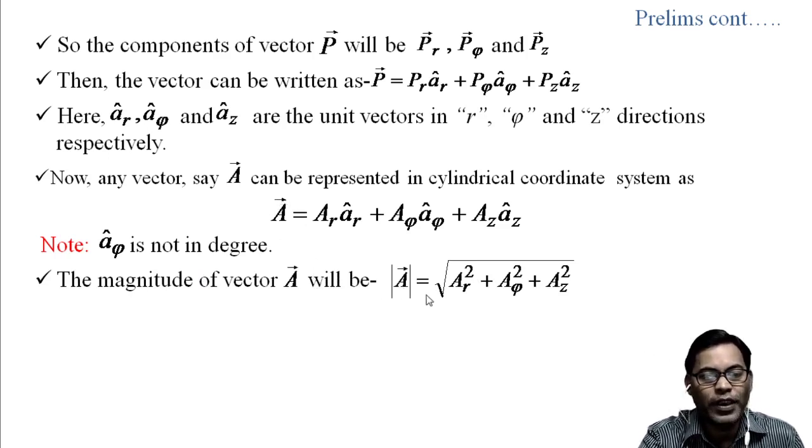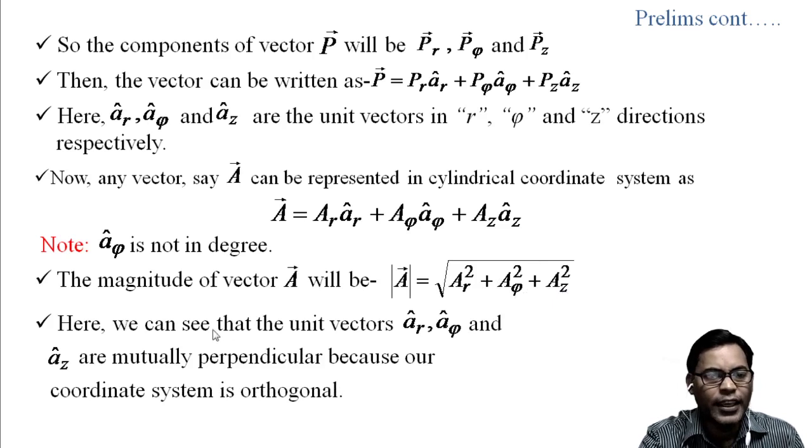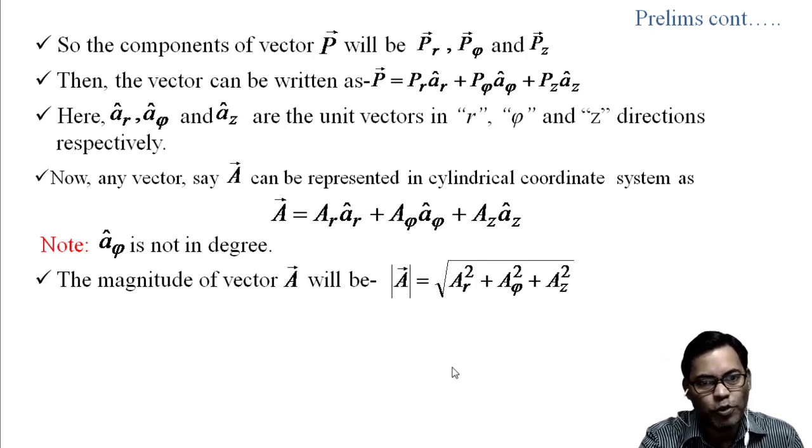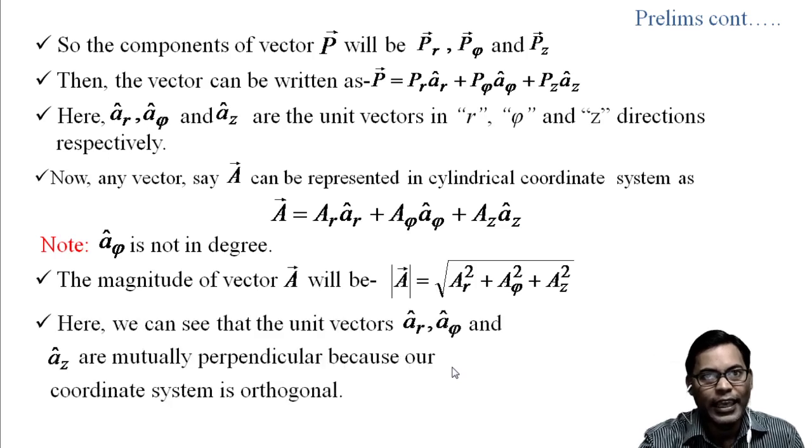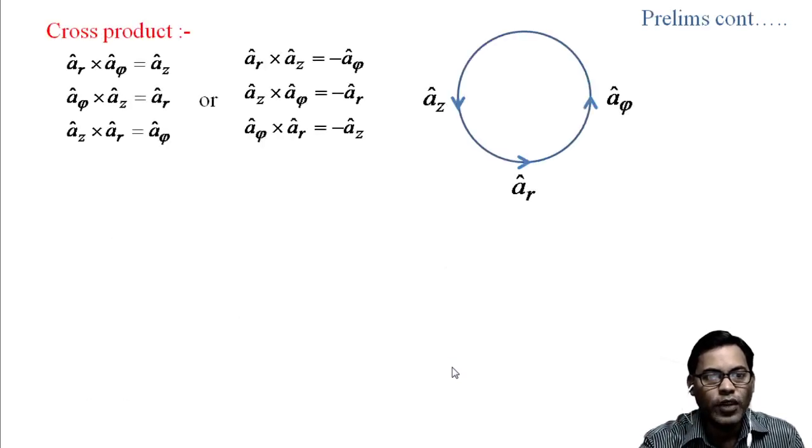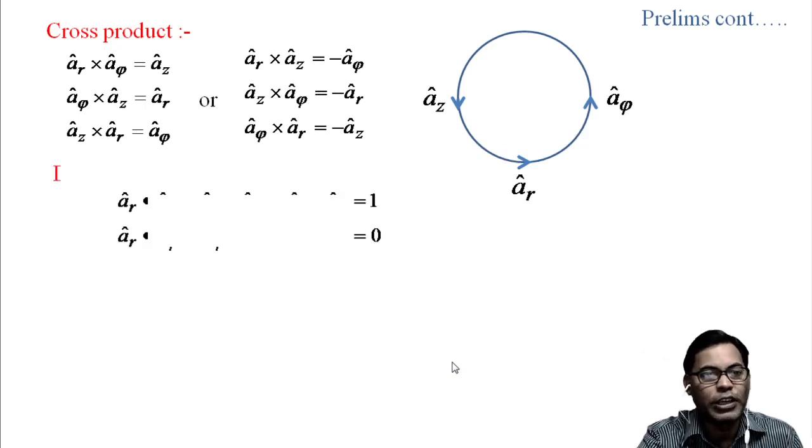Here the mod of A will be equal to root over of AR square plus Aφ square plus AZ square. Here we can see that the unit vectors AR, Aφ and AZ are mutually perpendicular because our coordinate system is orthogonal. So from the diagram also we can understand that the AR, Aφ and AZ are mutually perpendicular. So now we are going to see the cross product and the dot product of the unit vectors.